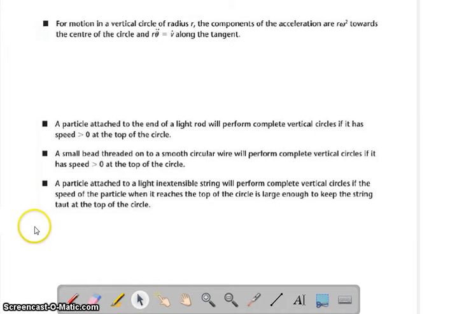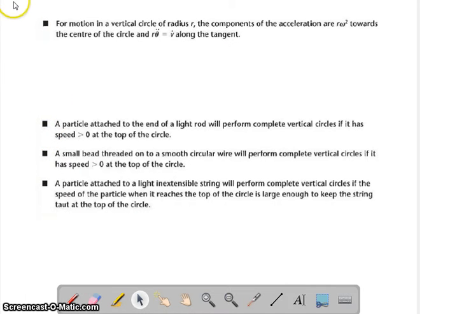So for motion in a vertical circle, the component of the acceleration is r omega squared towards the centre of the circle, and it's r theta dot squared, which is equal to v squared over r. Okay. So that's one of the postulates, or one of the ideas that we're using. Here's the second idea. Here's the third. Here's the fourth. Those are important, so you might want to make notes of each of those.